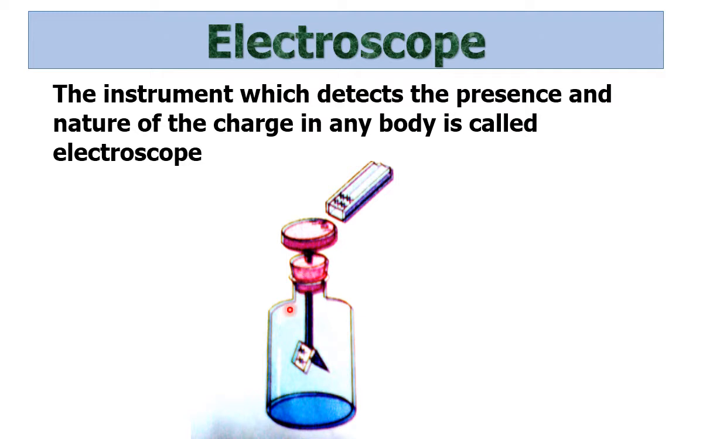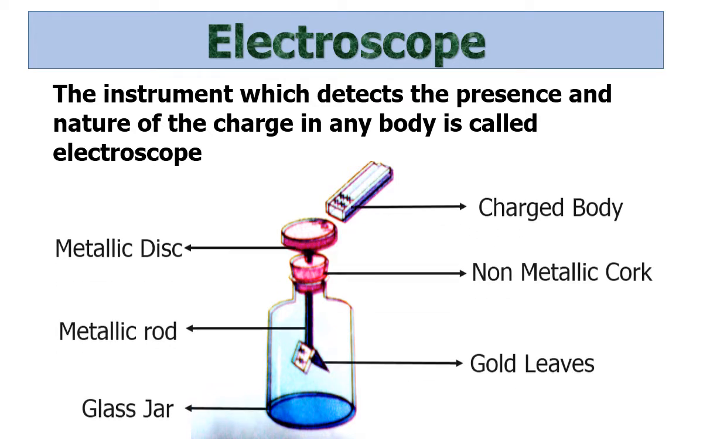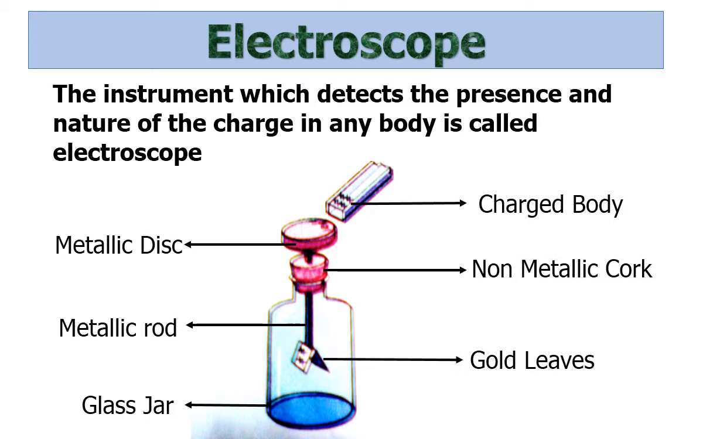It is mainly a glass jar. Inside the glass jar, a metallic rod or an iron rod is inserted. At one end of the iron rod there is a metallic disc, and at the other end a gold leaf is attached, and the iron rod is attached to the glass by a non-metallic rod.